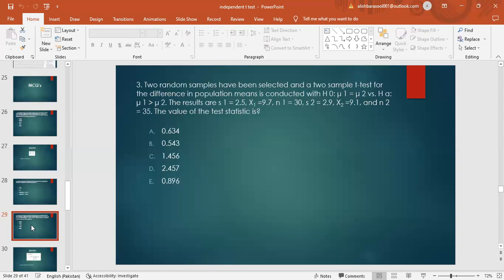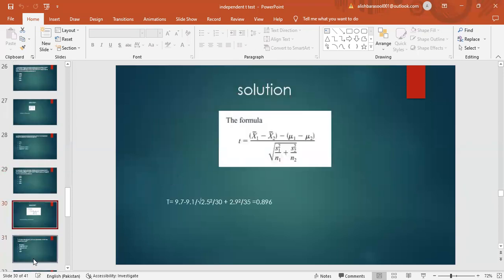We will have to calculate the test value in this. So the answer will be E, which is shown. We will use this formula for calculating the t value, and by substituting the values in the formula, we get 0.896. So option E will be the correct answer.